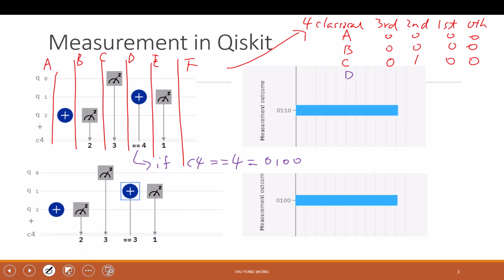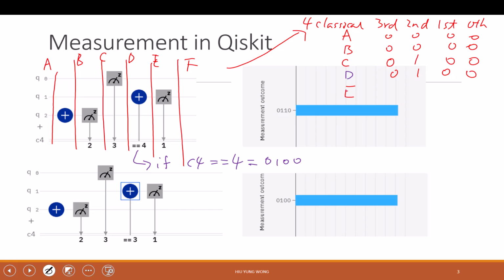What is D? Before D, we did a measurement on qubit 0 and put it into register 3, right? What is that? Okay. 0, 1, 0, 0. Because Q0 is 0, and I put it in the third bit, right?